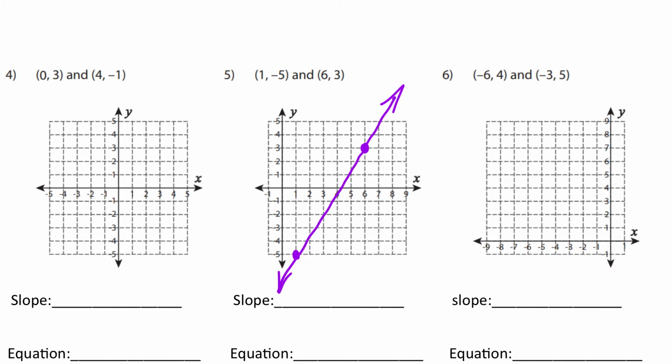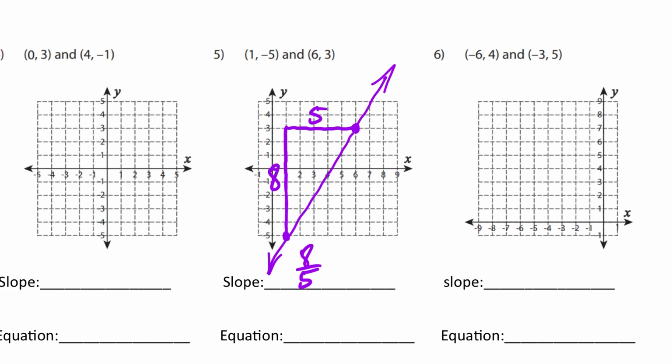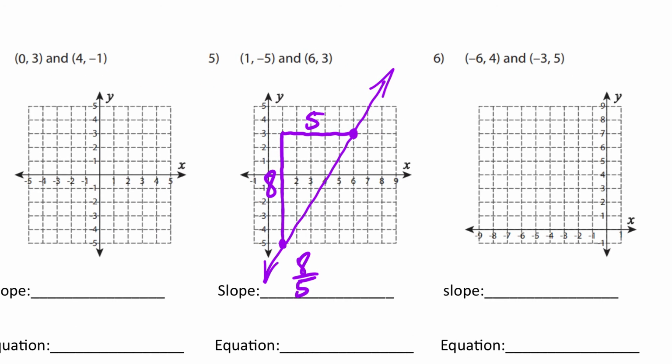Okay, so let's find the slope. So slope is rise over run. So to get from here to here, how far up do we have to go? You gotta go up 8 units, and then how far do you have to run? 5. So slope is rise over run, 8 over 5. Can I simplify 8/5? Nope. So I'm just gonna leave that like that.